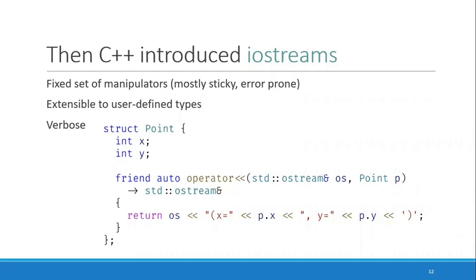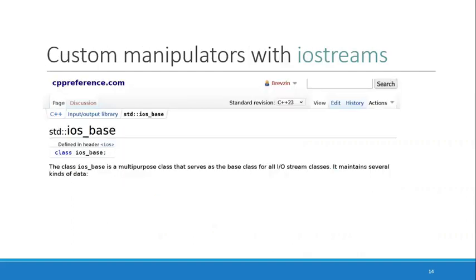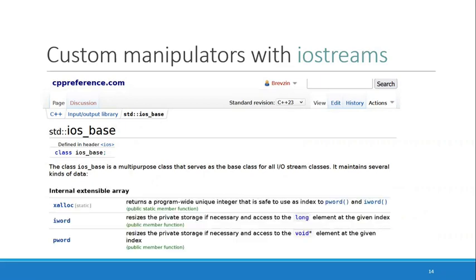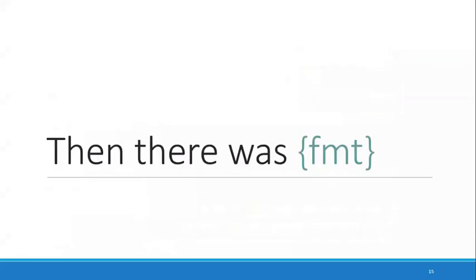That alone makes it way better than printf. Now, I said that there's a fixed set of manipulators. That's technically not true. You can provide your own manipulators with IOStreams. So if you go on cppreference, for instance, and you look up ios_base, which is the base class of ostream, you'll see down there somewhere a section called internal extensible array. And if you trawl through that and read the documentation of those functions, you'll see that you can in fact write your own manipulators that are just as error prone as the standard library ones.